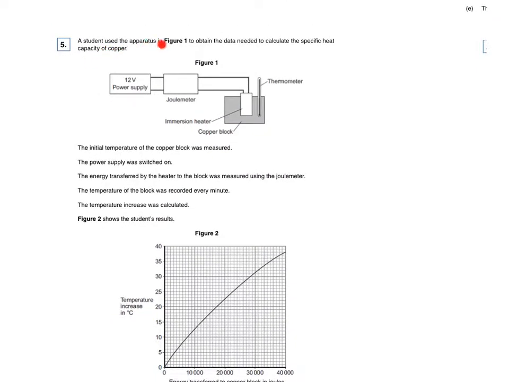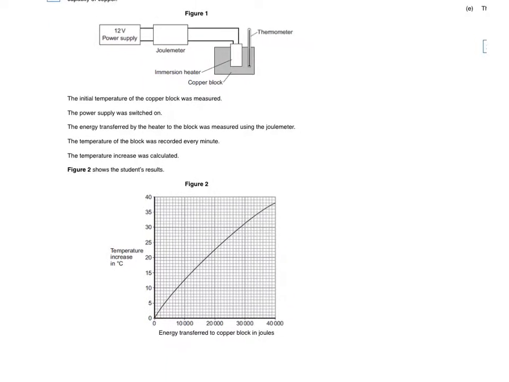A student used the apparatus in figure 1 to obtain the data needed to calculate the specific heat capacity of copper: joule meter, immersion heater, copper block, thermometer, 12 volt power supply. The initial temperature of the copper block was measured, the power supply was switched on, the energy transferred by the heater to the block was measured using the joule meter, the temperature of the block was recorded every minute, and the temperature increase was calculated. Figure 2 shows the student's results: temperature increase in degrees Celsius, energy transferred to the copper block in joules.